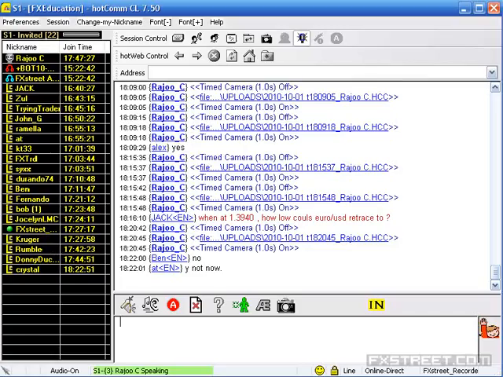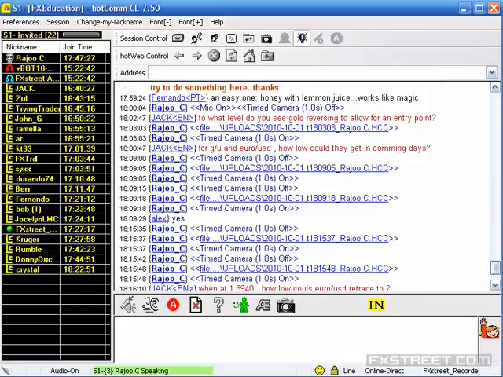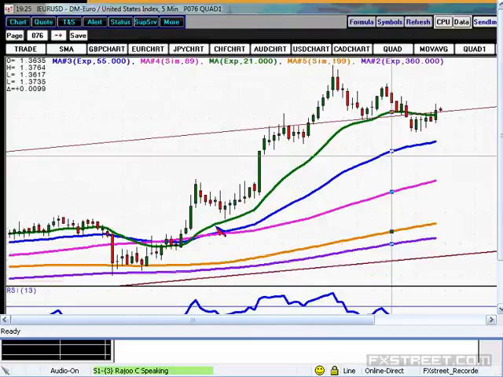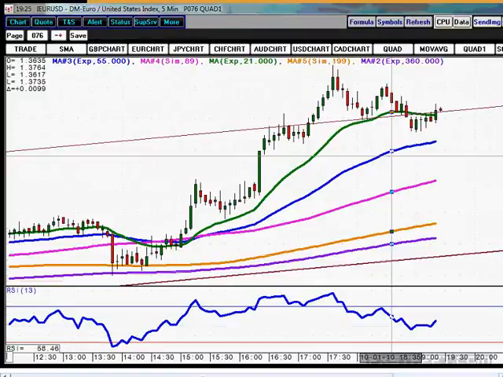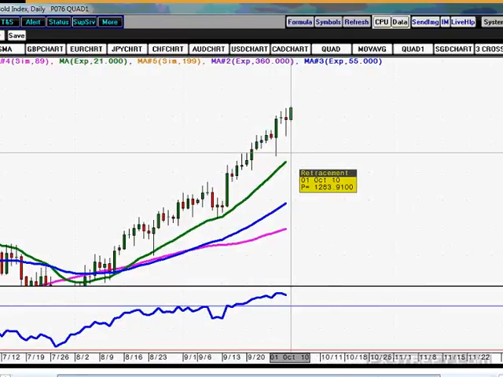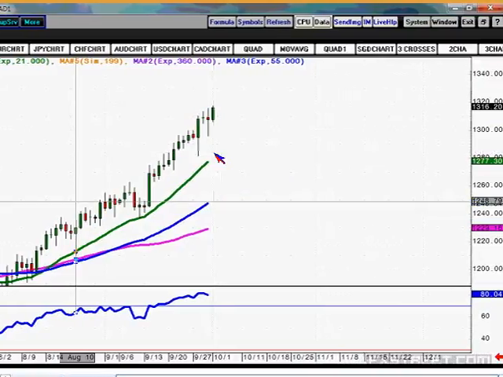To what level do you see gold reversing to allow for an entry point? Okay, let's look at gold. Let me show you the chart. Gold is in a similar manner, approaching critical levels like the euro. In fact, for gold, we are expecting the market to reverse near 132. Just give me a minute.